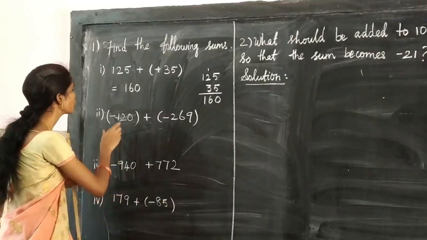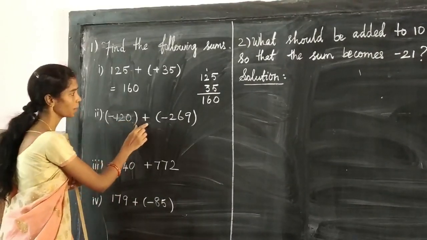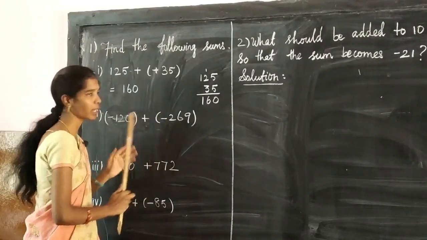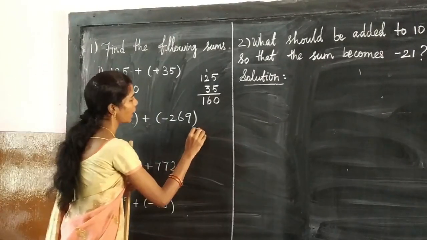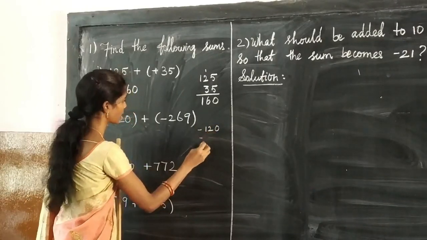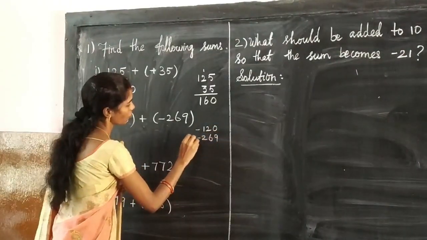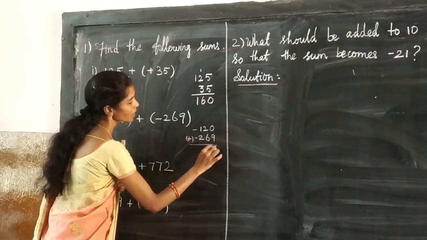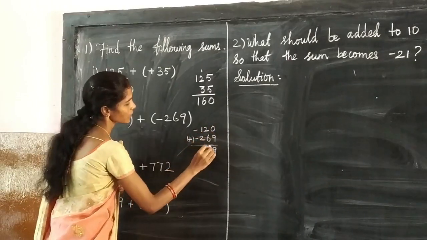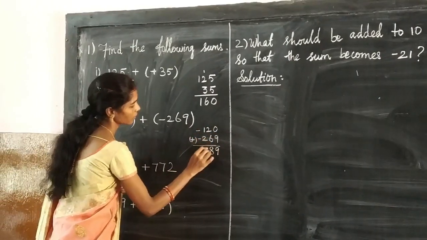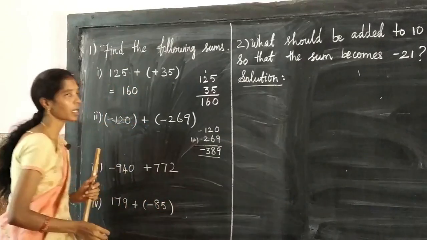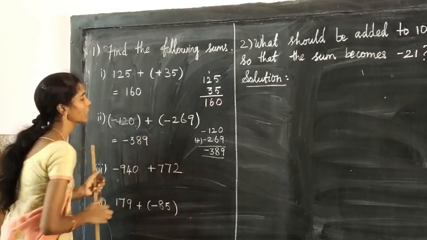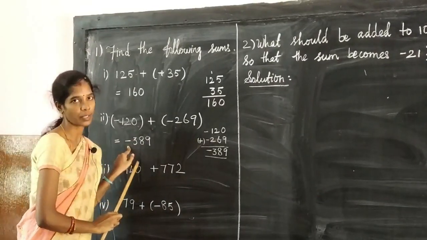Okay. Then 2 negative numbers, minus 120 plus minus 269. If 2 negative numbers are given, we have to do addition. So minus 120 and minus 269. We have to add the 2 numbers. Okay. Then 0 plus 9, 9; 2 plus 6, 8; 2 plus 1, 3; and the same sign. So minus 389. If you add 2 negative numbers, you will get a negative number only.